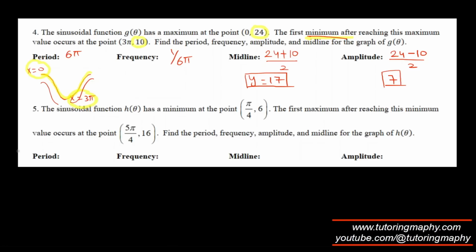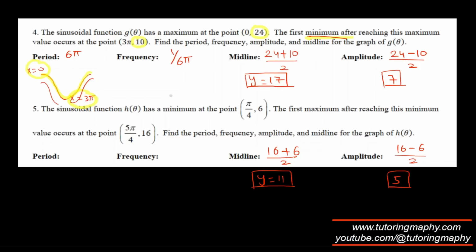Likewise, here we are given the minimum value at 6. The first maximum after this is 16 and all these things. So I know that the midline is maximum plus minimum over 2. So maximum is 16, minimum is 6 over 2. So that's 22 over 2. So y is equal to 11. And the amplitude is 16 minus 6 over 2, which is 10 over 2, which is just 5.